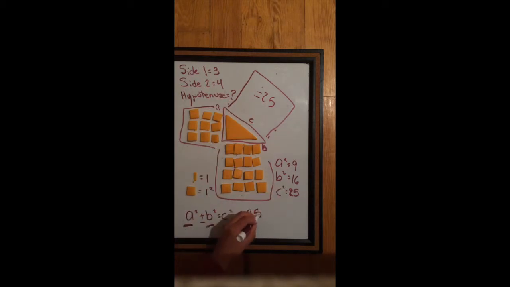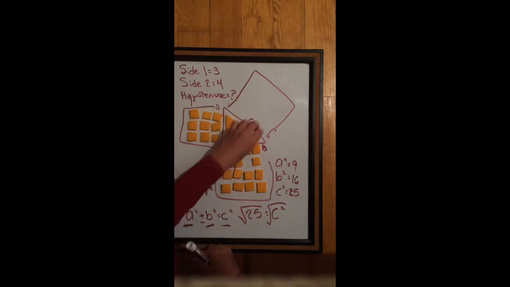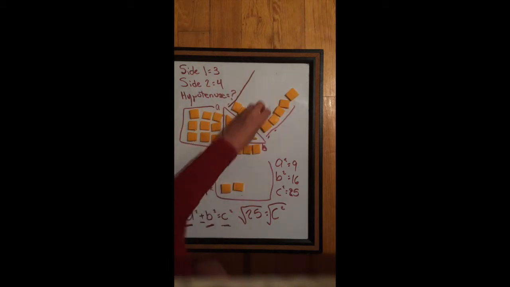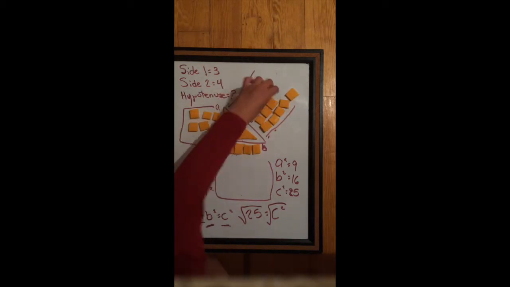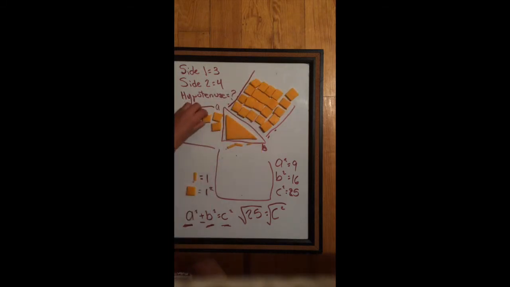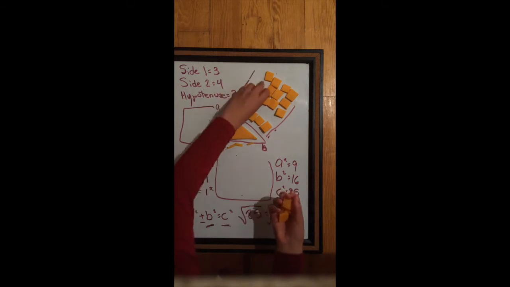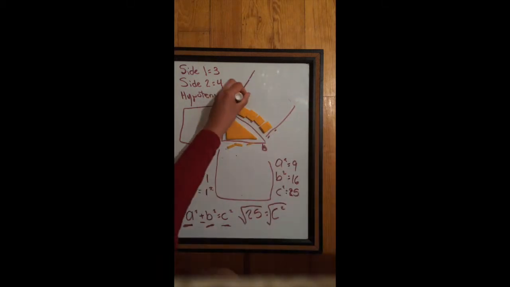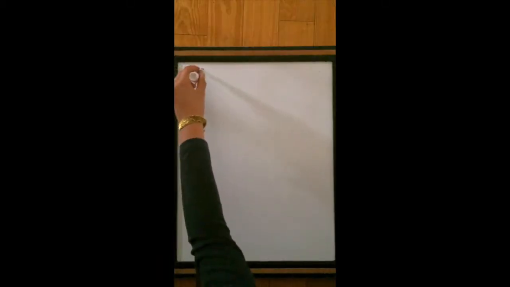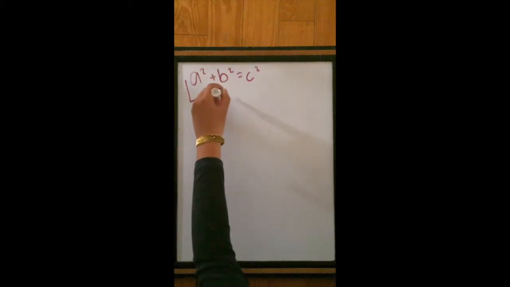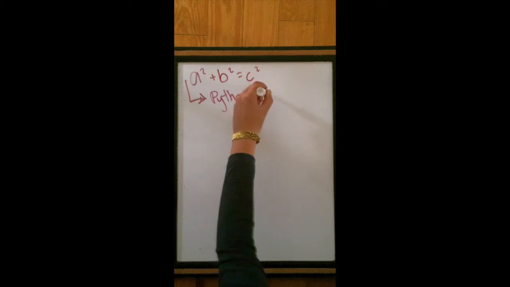So now we know what c squared is supposed to be, but in order to find c, we have to square root it. So let's fill in this hypotenuse with the c squared, so 25. In order to find square root, we have to take away all the extra squares, and that leaves us with 5, so c equals 5. So what we know now is that Pythagoras' theorem is a squared plus b squared equals c squared.